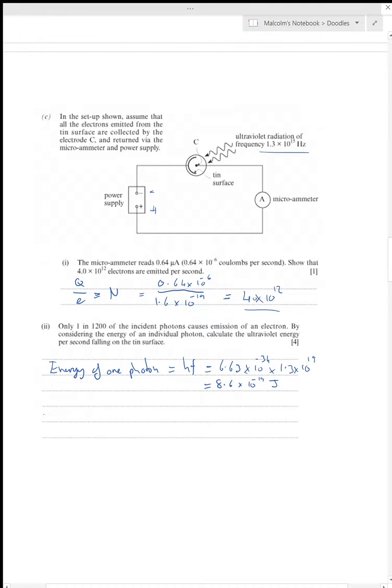The number of photons per second then is equal to 1,200 multiplied by that number of electrons, since only 1 in 1,200 of them are actually emitting electrons. So what is that? That is a large-ish number, isn't it? 4.8 times 10 to the 15. So energy per second equals those two multiplied together, the number of photons per second multiplied by the energy of 1 photon.